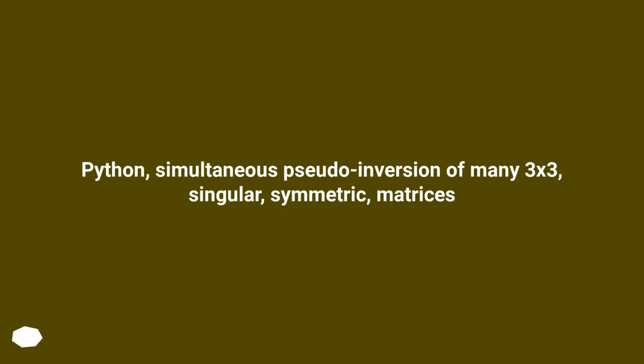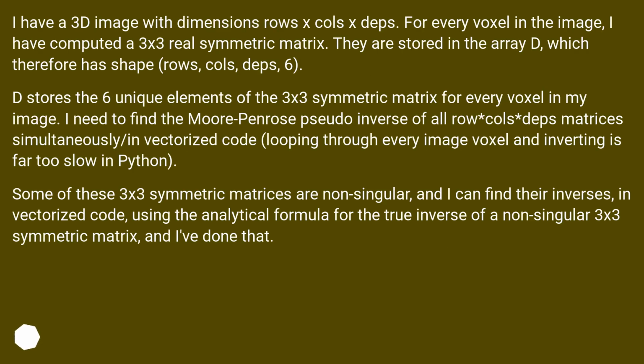Python, simultaneous pseudo-inversion of many 3x3, singular, symmetric matrices. I have a 3D image with dimensions rows x cols x depths. For every voxel in the image, I have computed a 3x3 real symmetric matrix.